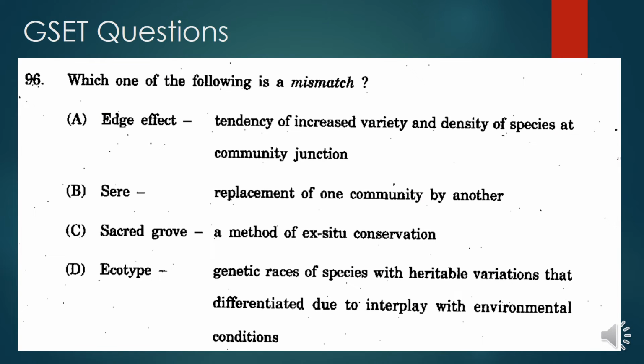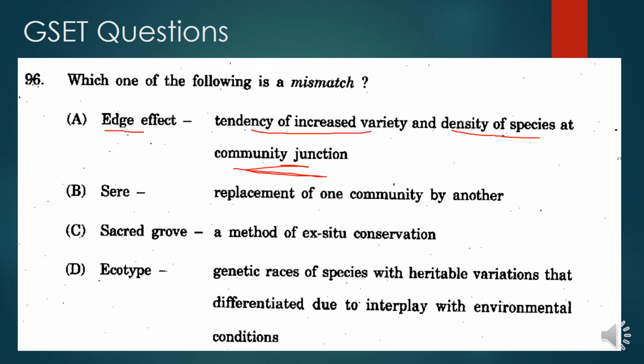So this is the GSET question that I've been talking about, where we have to find out the mismatch, not the right option, but the mismatch. So there are the definitions of certain ecological terms. So let's see. Option A, that is edge effect, tendency of increased variety and density of species at community junction.